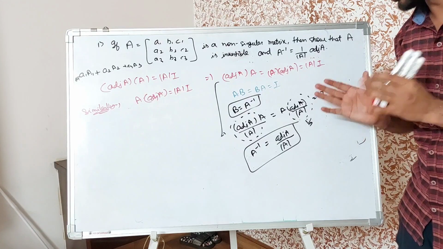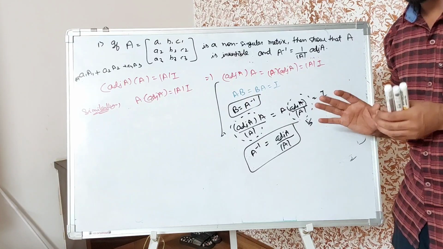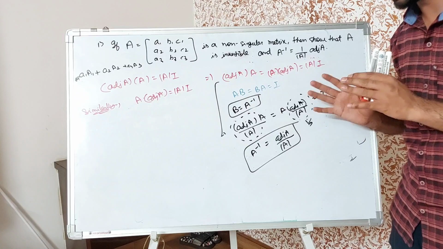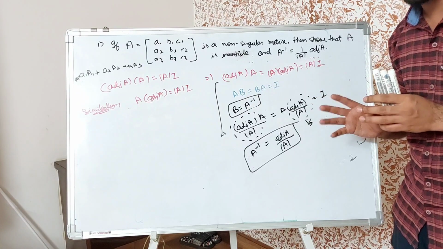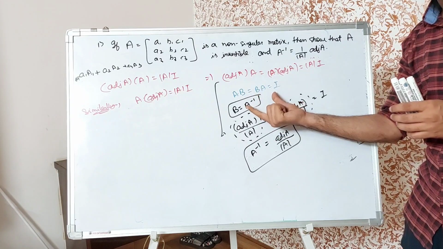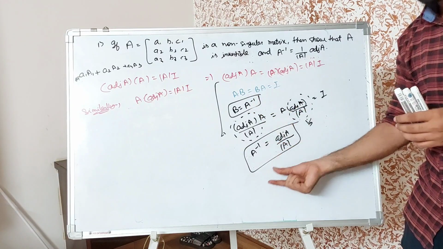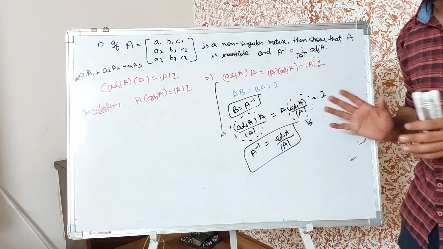Some important points for writing particularly in board examinations: first, make sure you write all the steps very neatly. Second, if some important formulas are there, mention and circle them, like AB equals BA equals I, so B equals A inverse. And then write finally A inverse is equal to adjoint of A divided by determinant of A, and hence proved. In this way we'll proceed.